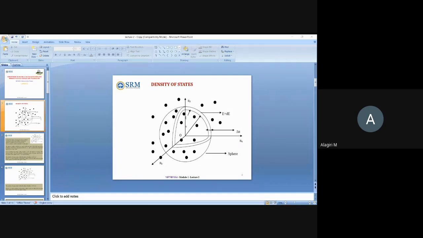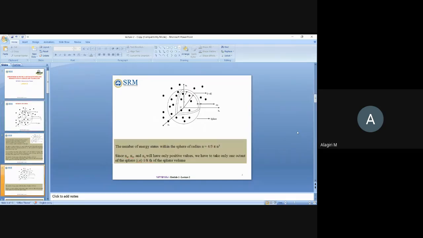The number of energy states within the sphere of radius n is equal to 4 by 3 pi n cube. You all know very well the volume of a sphere. So the number of energy states within the sphere of radius n is equal to 4 by 3 pi n cube. Since nx, ny and nz will have only positive values, we have to take only one octant of the sphere, that is 1 by 8 of the sphere volume.